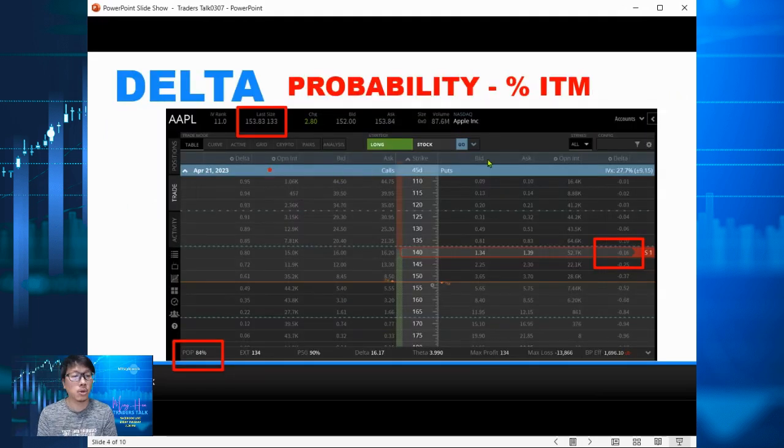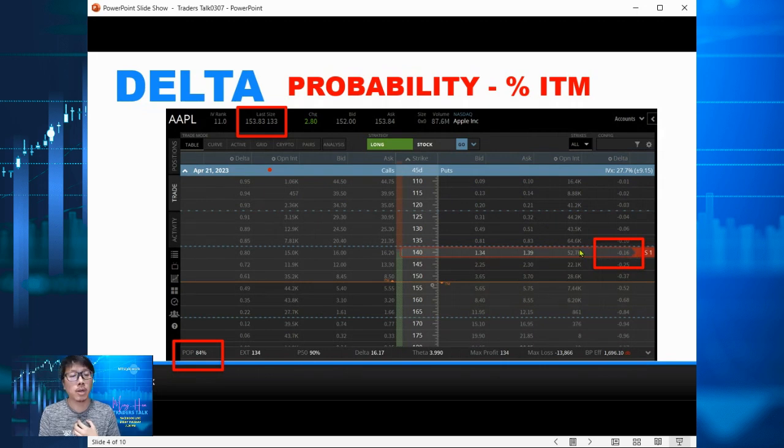If you see delta, we always talk about doing trades and what is the probability of a trade going in the money, especially if we are selling options.